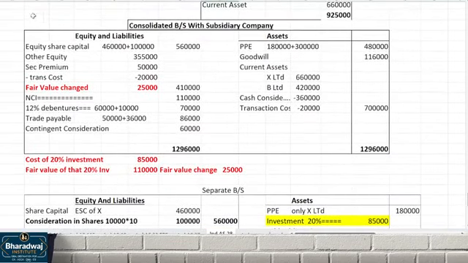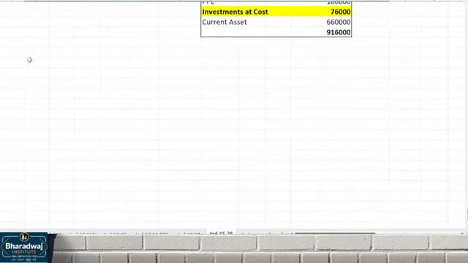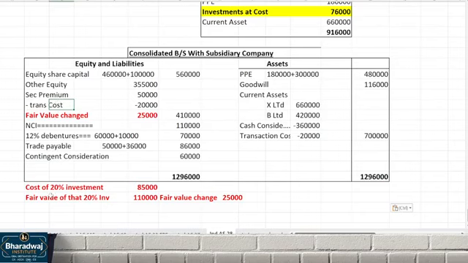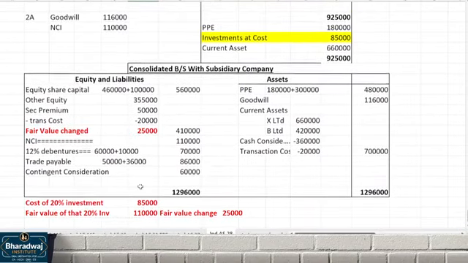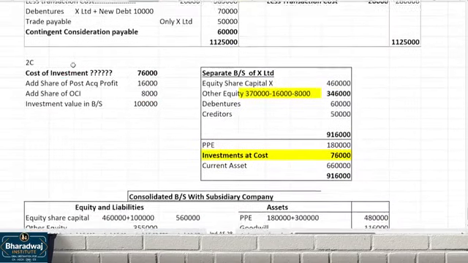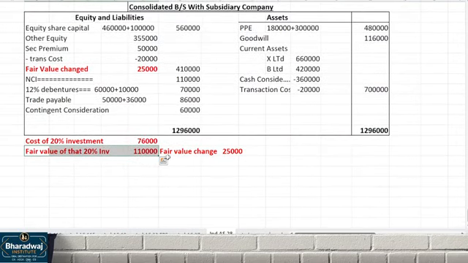Next, consolidated balance sheet with subsidiary, what change will it be? What is the cost of 20% investment? 76,000. Now the fair value of the 20% investment is how much? 1,10,000. Now what is the fair value change? 34,000. So the fair value change, the 34,000, will be recorded here.